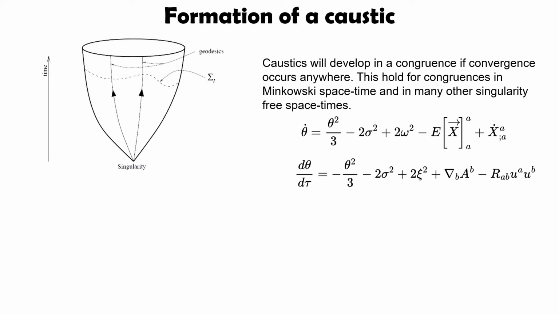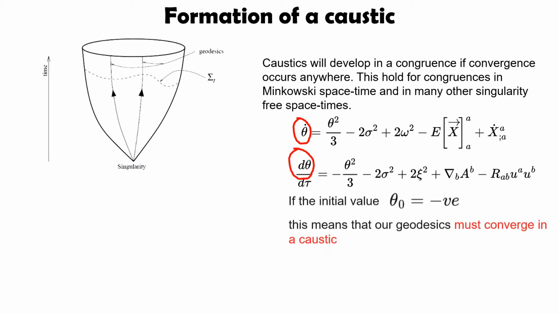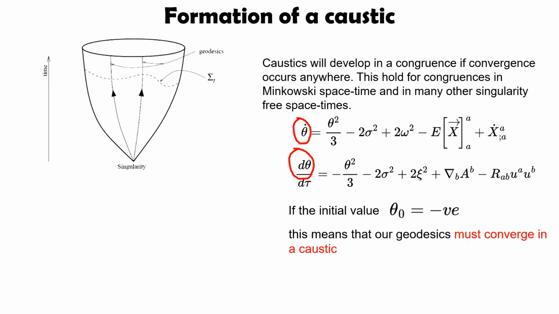If I take these two equations, I'm just taking them randomly so that you understand that both of them are the same. This theta term, d theta and a theta dot. So if the initial value, remember, theta 0 is negative, this means that our geodesic must converge in a caustic. And this is happening right in the left hand side figure. So if the initial value of theta 0 is negative, they will converge and they will form a caustic.